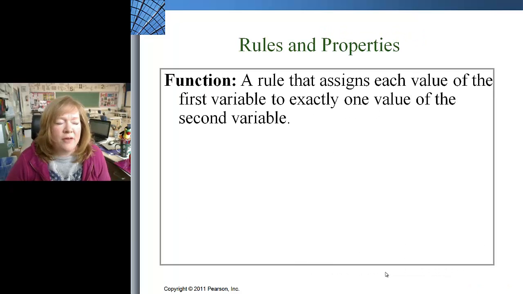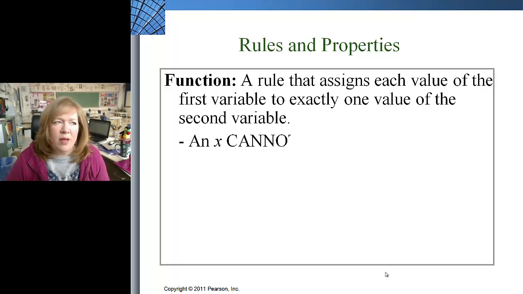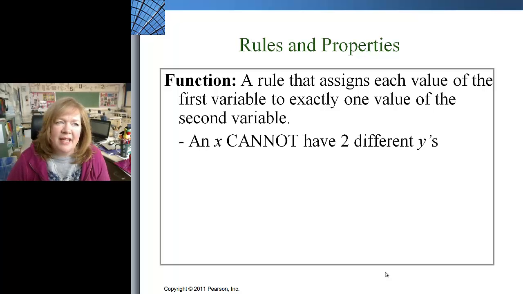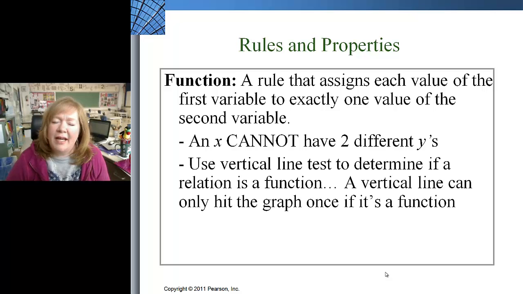In case you forgot, a function is a rule that assigns each value of the first variable to exactly one value of the second variable. What this means is an x cannot have two different y's. And they use something known as the vertical line test to determine if an x has two different y's.